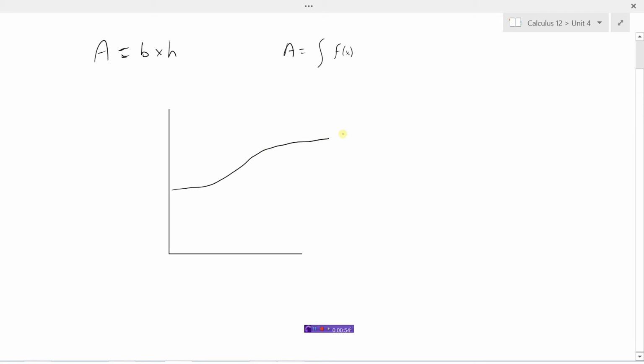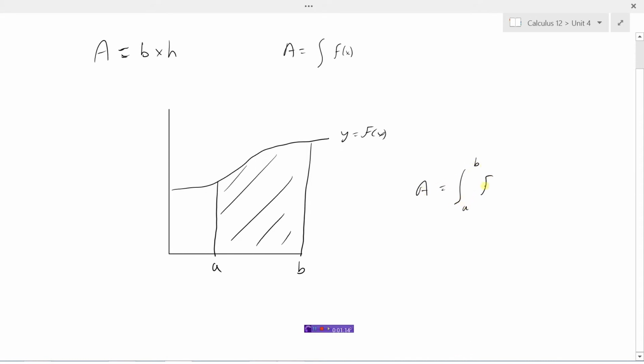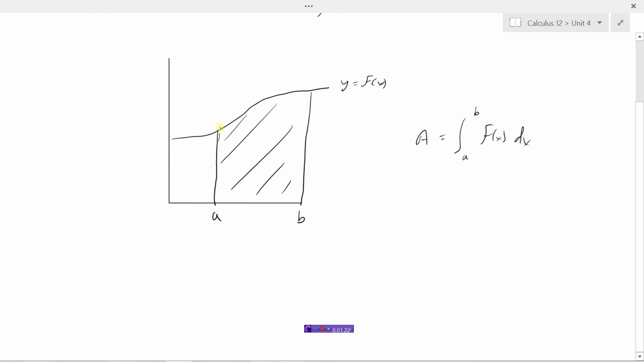So here's some function, let's say that's y equals f of x. And we're interested in finding this area, let's say, from A to B. So we know that area is equal to the integral from A to B of f of x with respect to x. But remember that really how we find these areas is we add up a whole pile of rectangles as n approaches infinity.